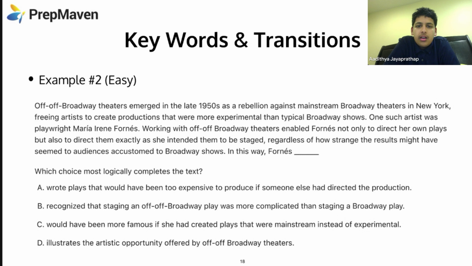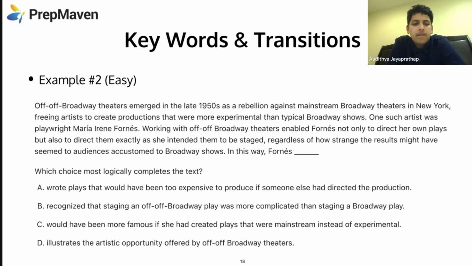And then why was she doing that, do you think? She wanted to direct them to be staged. Yes, but every director wants their thing to be staged. Oh yeah, right. Something being staged just means it's performed for someone. So what was special about off-Broadway for her? She wanted to create productions to be experimental. Yeah, more experimental. Exactly. That's what it says in the text.